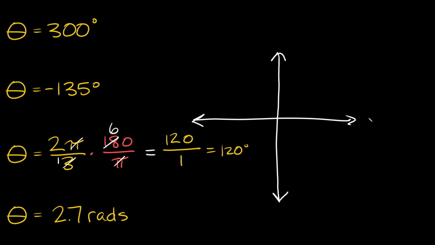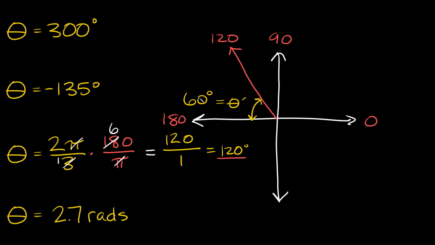All right, so if we draw our angles over here, and then draw this angle right here, 120 degrees, it's going to be right about here. So this is 120 degrees, or in other words, 2 pi over 3. The reference angle is the shortest distance from this angle to the x-axis. That's this angle right here, theta prime, and to get from 120 to 180, that's 60 degrees.